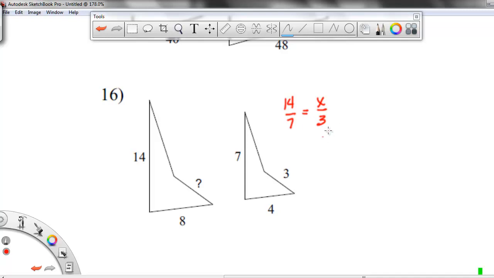Go ahead and do your cross product. 3 times 14 would be, what, 42? Equals 7x. Now we divide each side by 7 to get x by itself, so x equals 6. So that's how you do the next 4.